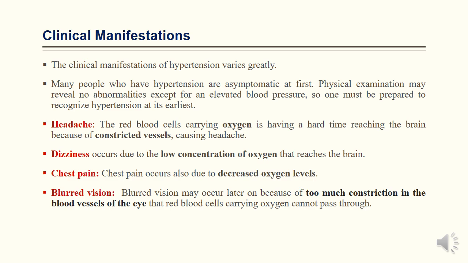In the case of headache, the red blood cells carrying oxygen have a hard time reaching the brain because of constricted vessels, and that causes the headache. Chest pain occurs due to decreased oxygen levels. In the case of dizziness, the low concentration of oxygen that reaches the brain causes the dizziness. In the case of blurred vision, there is too much constriction in the blood vessels of the eye, so red blood cells carrying oxygen cannot pass through, and this causes the blurred vision.